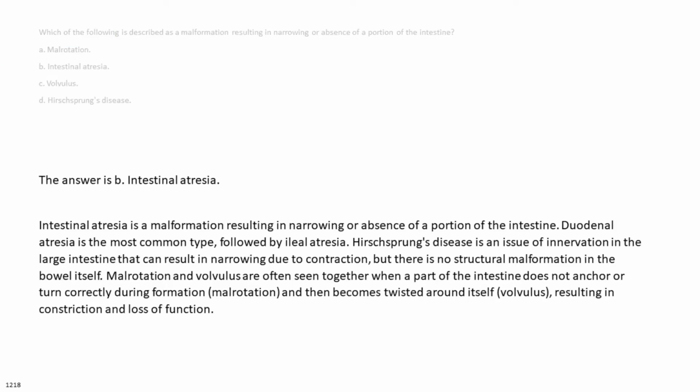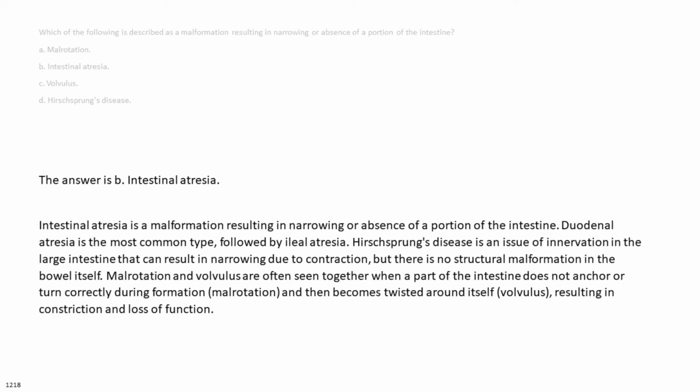The answer is B. Intestinal atresia. Intestinal atresia is a malformation resulting in narrowing or absence of a portion of the intestine. Duodenal atresia is the most common type, followed by ileal atresia.